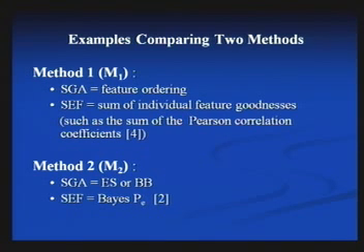Okay. But anyway, method two, this is an optimal method for the subset generation algorithm. For the subset evaluation function, the best possible one would be like Bayes' probability of error. Okay, so method two should be the best.